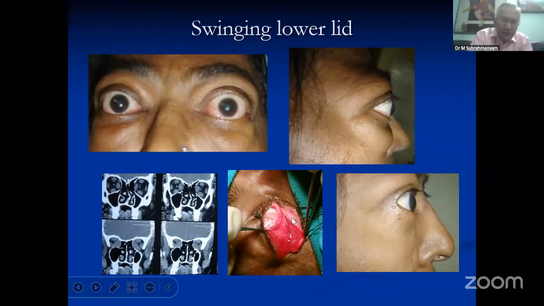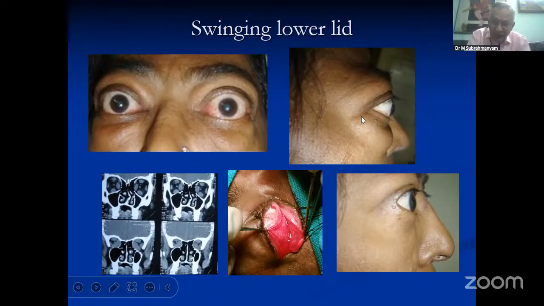Here is a case of bilateral thyroid-associated orbitopathy with severe proptosis. You can see engorged extraocular muscles. All four muscles are grossly engorged, and there is apical compression with optic nerve compression, for which I did a swinging lower lid approach, removed some fat, and did a three-wall orbital decompression.